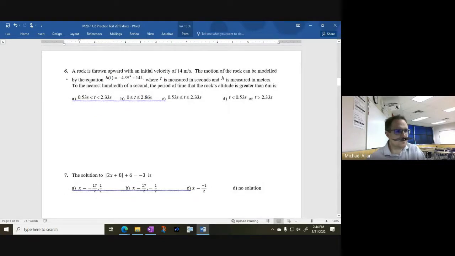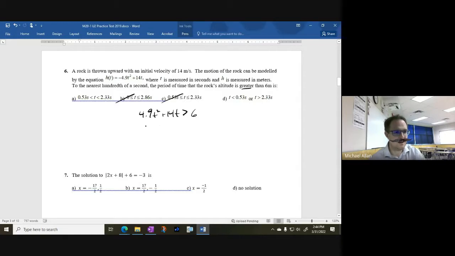So here we have a rock thrown upwards by this equation. We want to know when this is greater than 6. Because of these decimals, I'm just going to graph this one in Desmos, and we'll see how the solution looks. They're essentially asking: when is this equation greater than 6? It just says greater than, not equal to. So I'm going to cross out B and C because they have little equal signs there. It's greater than, but not equal to.